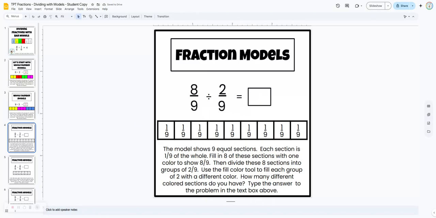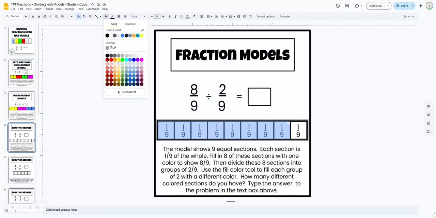Now when we get into fractions, here we have ninths. So students can count them. There are 9 ninths, which represents 1 whole. So 9 equal groups, each one is 1 ninth, and we want to find 8 ninths. So students are going to start by highlighting 8 of these sections, 8 ninths. So they click and hold, they're going to scroll across until they have 8 highlighted, fill it with a color, any color.